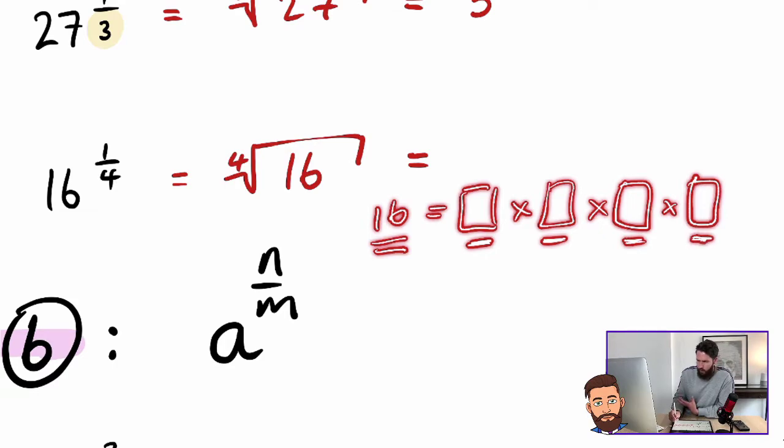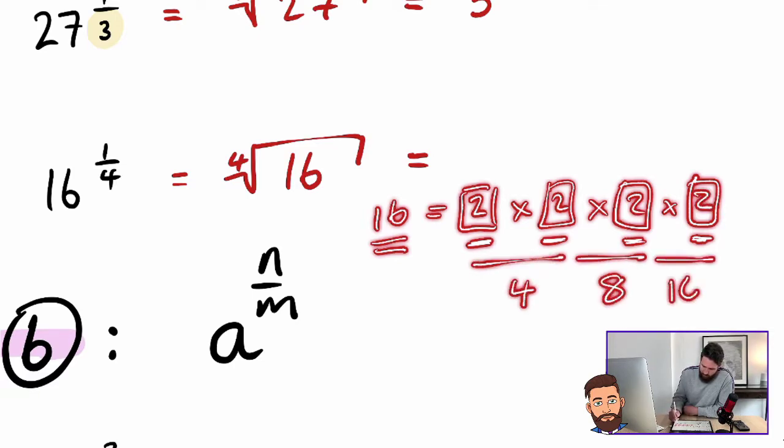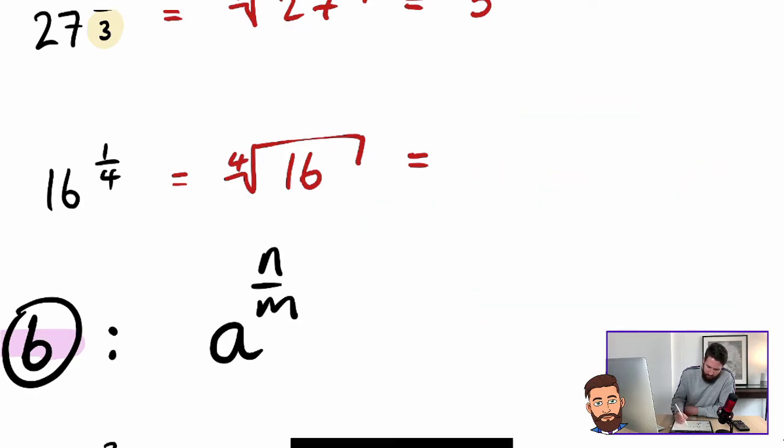And what number do you know that goes into 16? Well, 2 is a good shout. 2 times 2 times 2 times 2. Well, 2 times 2 is 4. 4 times 2 is 8. 8 times 2 is 16. So from deduction and logic, we can say that the 4th root of 16 must be 2.